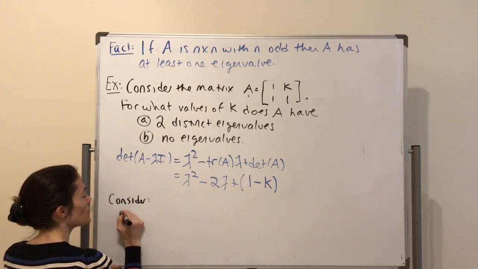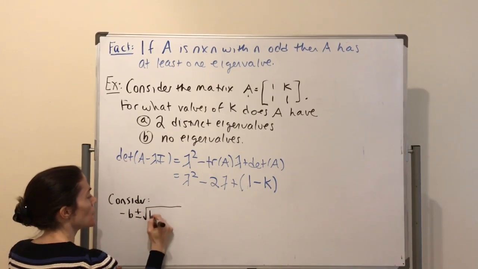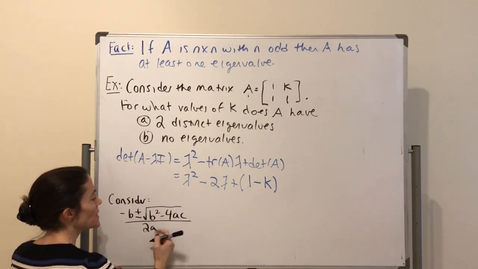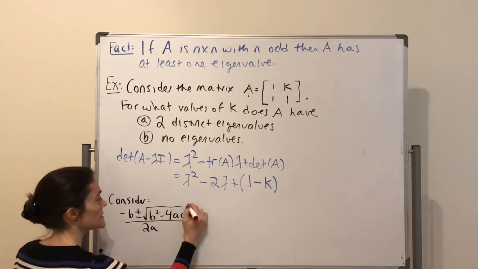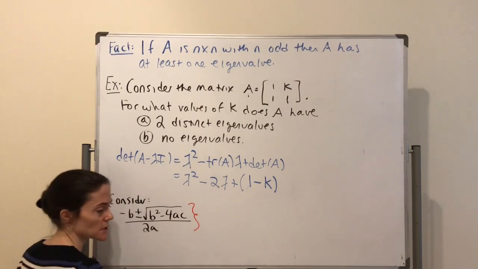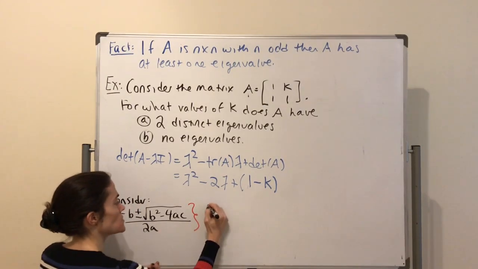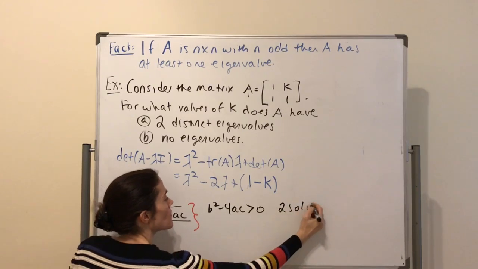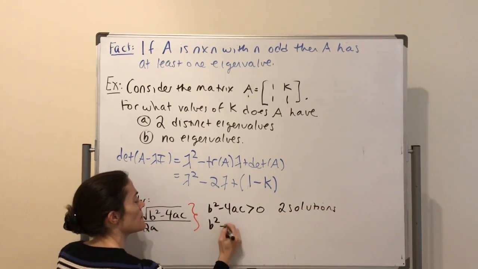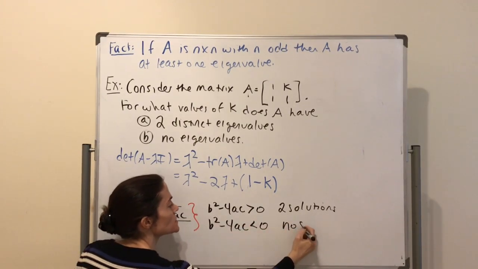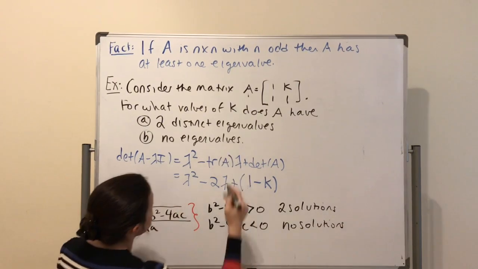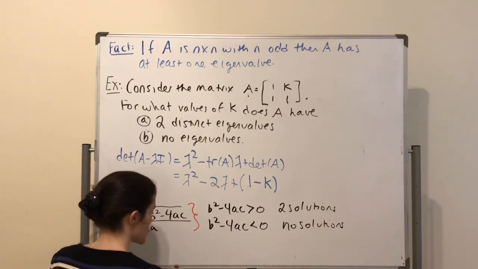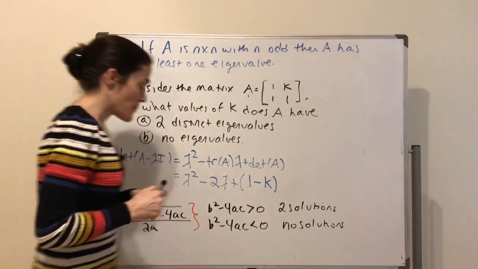Well, what is the quadratic formula? Negative b plus or minus the square root of b squared minus 4ac, all over 2a. And we know precisely when this has two solutions and when it has no solutions. So b squared minus 4ac positive gives us two solutions. B squared minus 4ac negative gives us no solutions. And it wasn't really asked here, but if we had b squared minus 4ac equals 0, we have exactly one solution. So let us just translate that into this problem. Maybe I'm going to come over here and make a box.